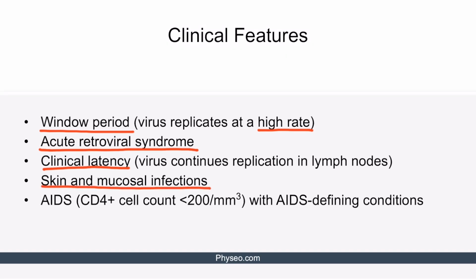Finally, once the CD4 positive cell count drops below 200, the patient is said to have AIDS, or acquired immunodeficiency syndrome, which is the last stage of HIV. Now, AIDS is characterized by an AIDS-defining condition, and we'll discuss those later.